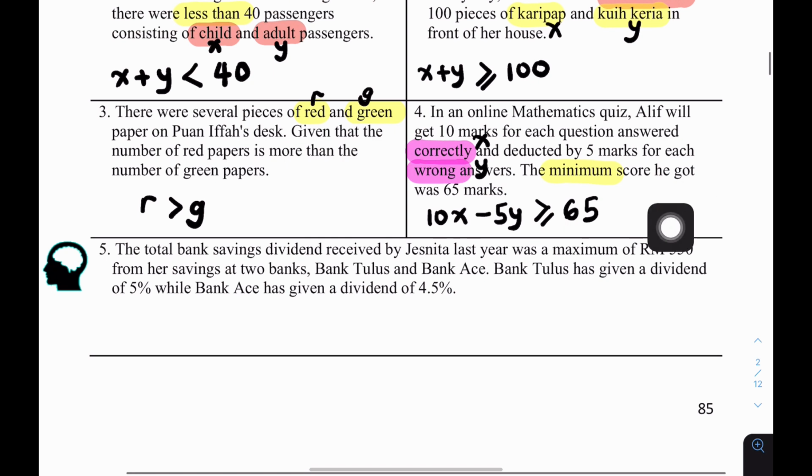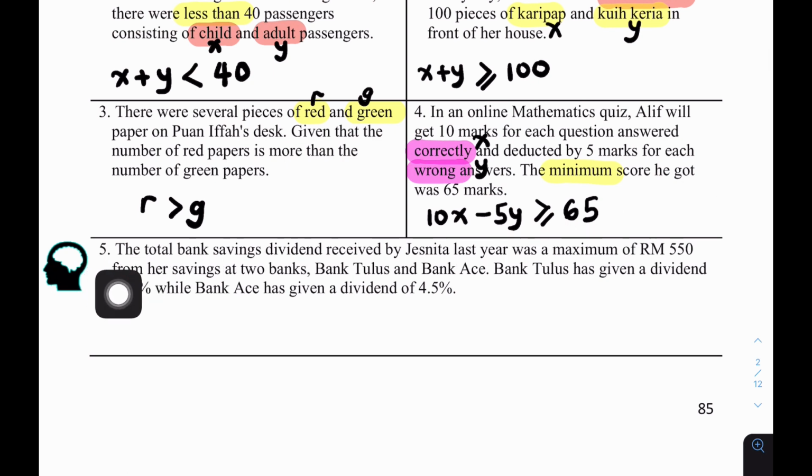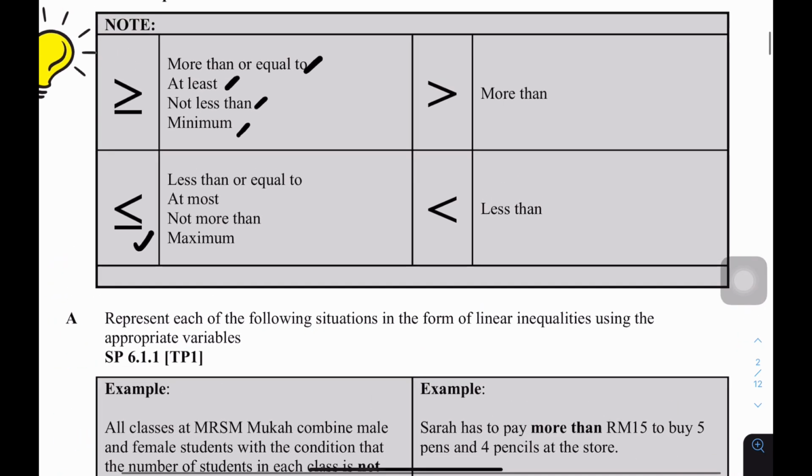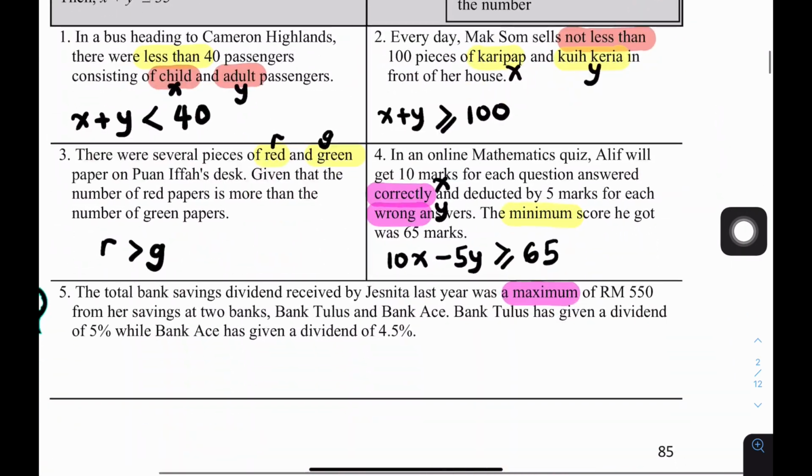Next, number 5. The total bank savings dividend received by Jasnita last year was a maximum of 550. So keyword di situ maximum. So maximum macam mana bentuk dia? Tengok balik. Maximum, less or equal. So maximum, less or equal.